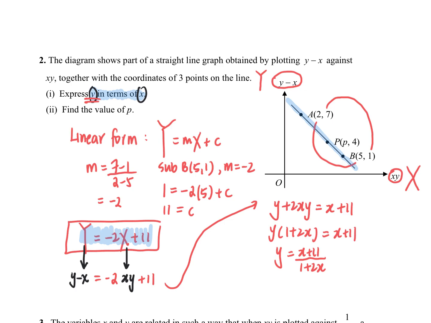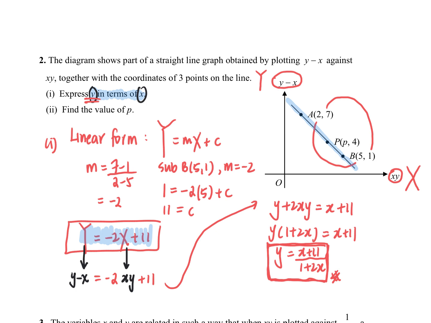Okay? So they say express y in terms of that, and then this is my equation. So this is part 1's answer. All this whole thing for that one part 1.